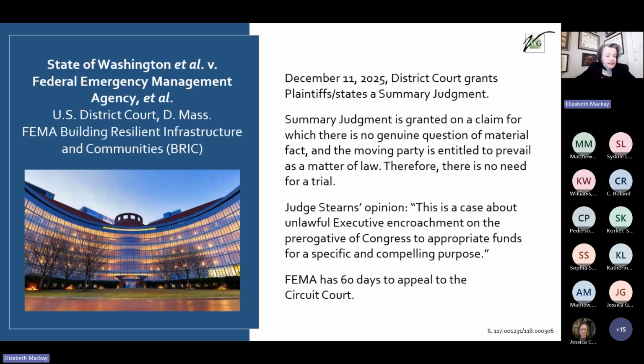FEMA has 60 days to appeal to the circuit court. Now, this was back on December 11th, so that deadline has passed for appeal. And I don't know if anyone else out there has heard, but I looked extensively, and I cannot find that FEMA appealed. Looking in PACER and court records and whatnot. So I would say that's a final decision then.